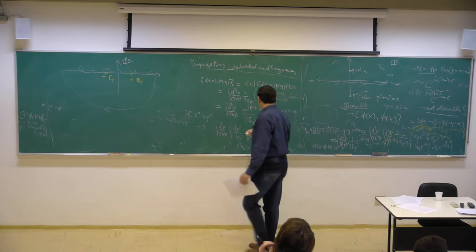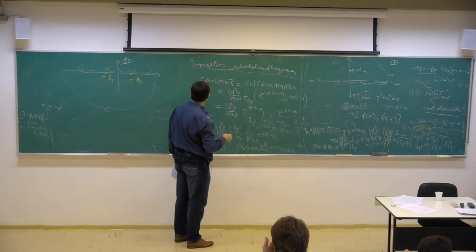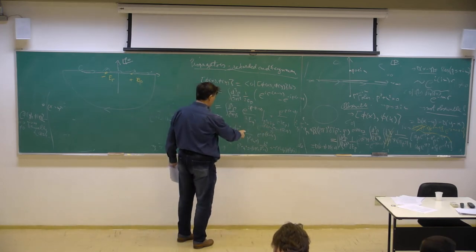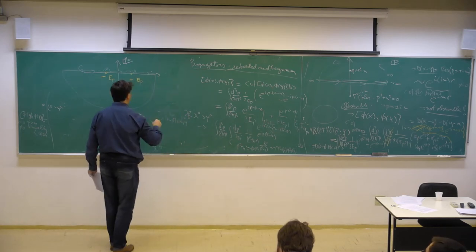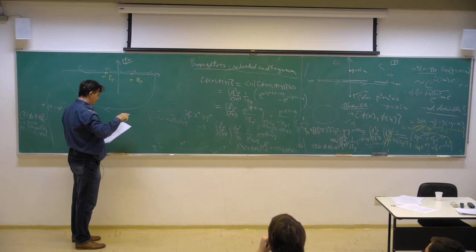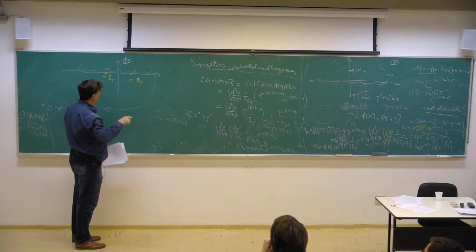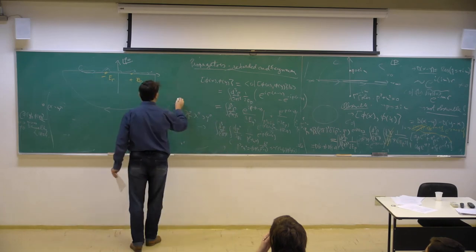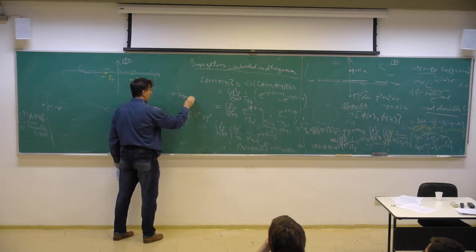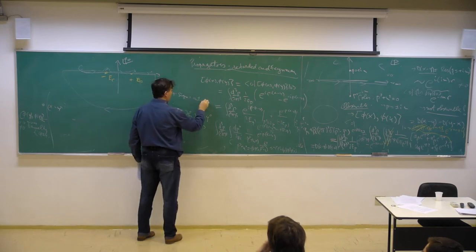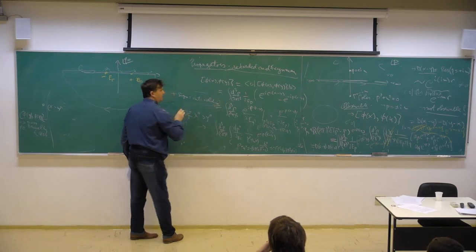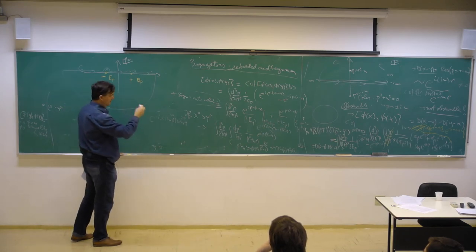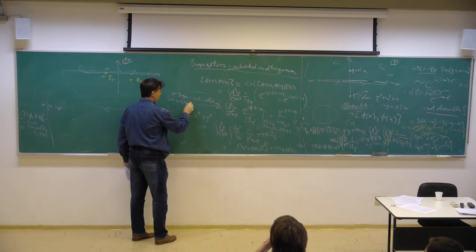Let's check. So the first pole is at P0 equal to EP. So that's this one. And so first of all, how do we get the signs? Yeah. So the plus sign is for anticlockwise, right? The plus residue is for anticlockwise, but here the contour goes clockwise, so we get a minus sign, right?